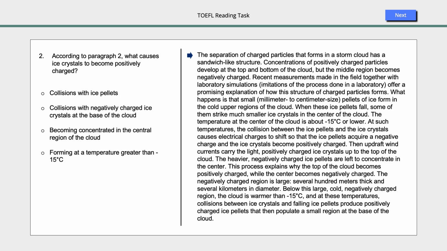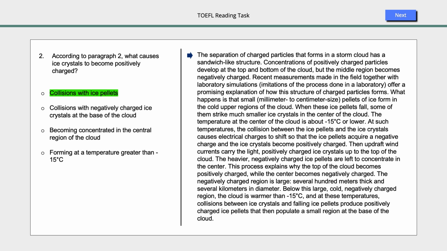Question 2 says, according to paragraph 2, what causes ice crystals to become positively charged? So this is a factual information question. The first option says, collisions with ice pellets, and the passage says, the collision between the ice pellets and the ice crystals causes electrical charges to shift so that the ice pellets acquire a negative charge and the ice crystals become positively charged. So this is correct. Let's select this as our answer.